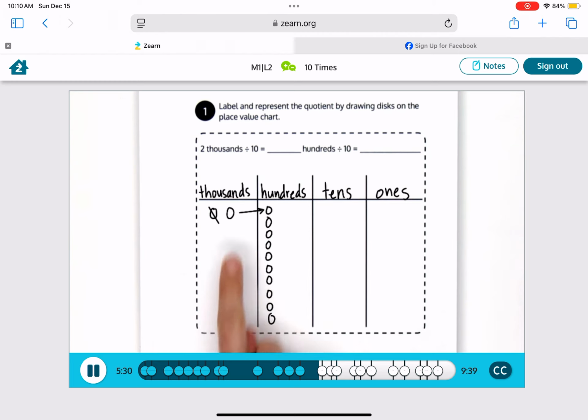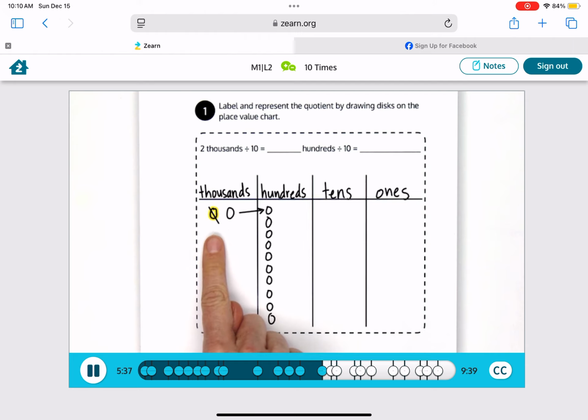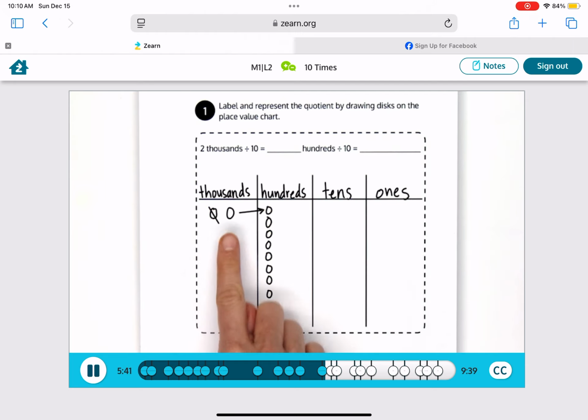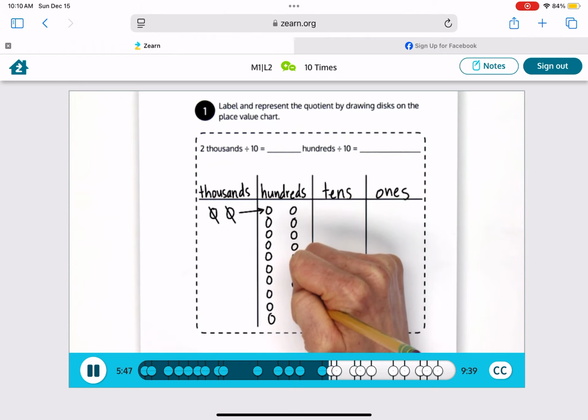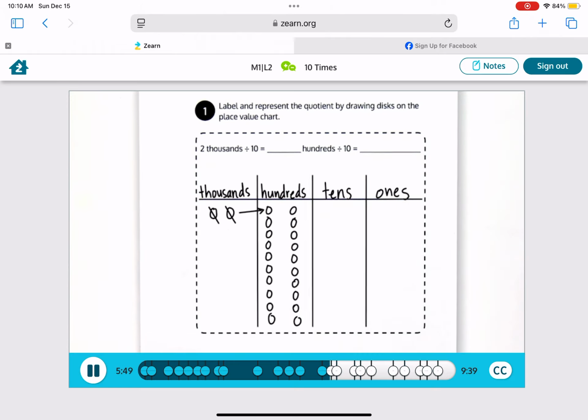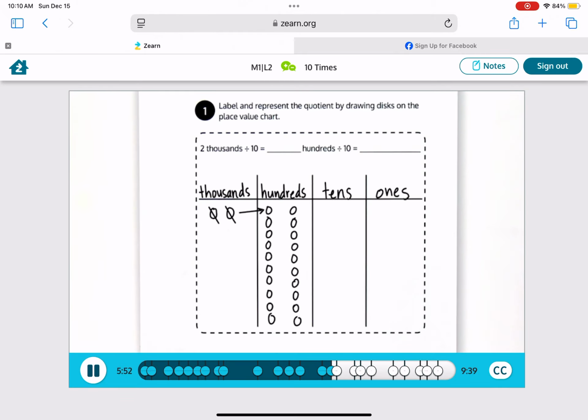Unbundle 2,000s into straight lines of 10 in the hundreds place. We unbundled 1,000 into 10 hundredths here. Let's unbundle this 1,000 into 10 hundredths like this. Check your work. We unbundled 2,000s into hundreds.